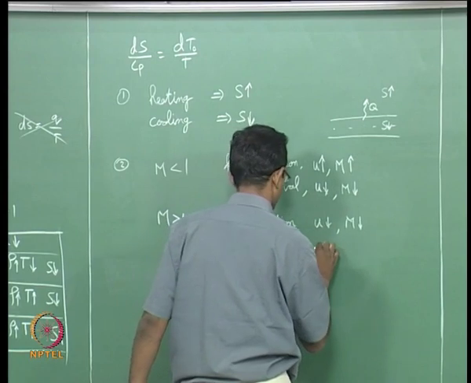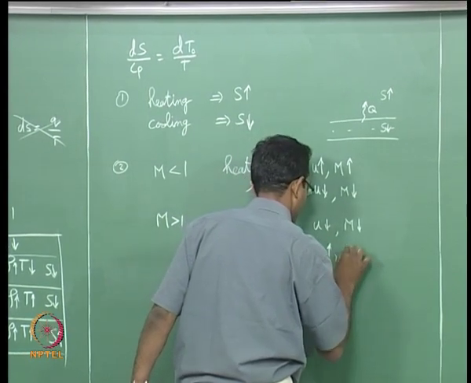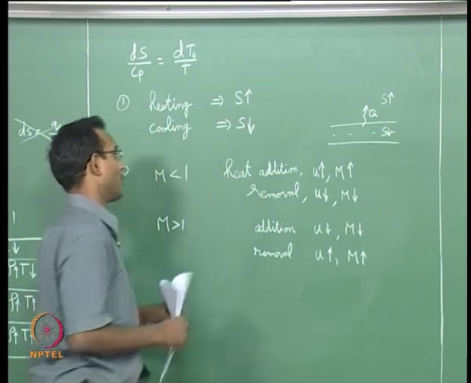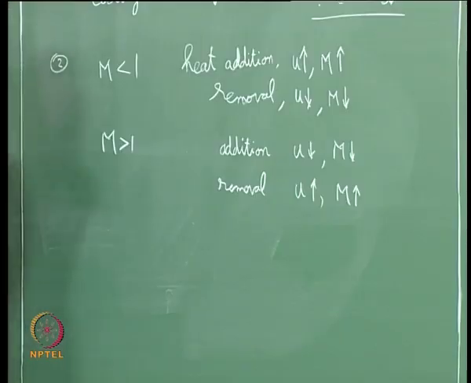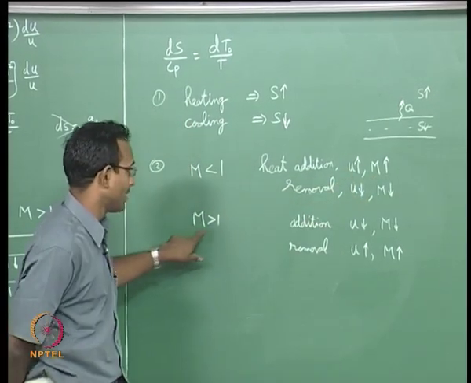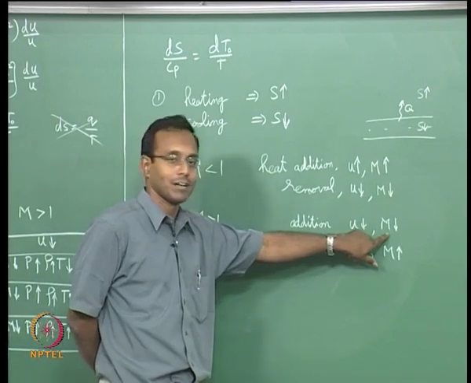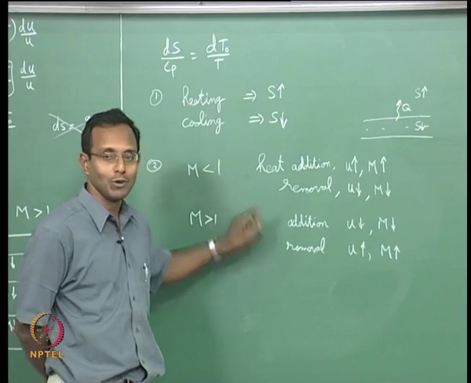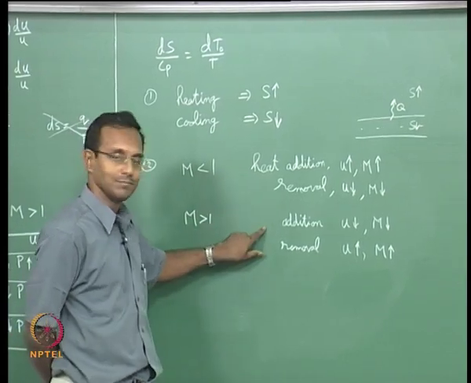Heat removal, then I am going to have U increases, M increases. Now you want to look at this again. If I am subsonic, if I add heat, I am increasing Mach number. If I am supersonic, if I add heat, I am decreasing Mach number. Okay. So it looks like they are both converging towards M equal to 1 if I add heat.